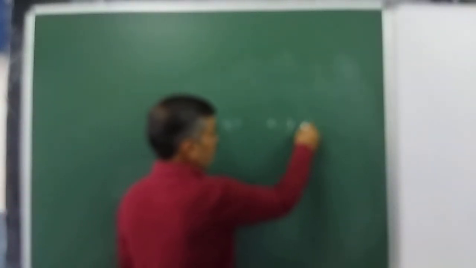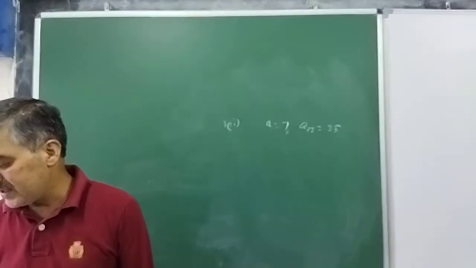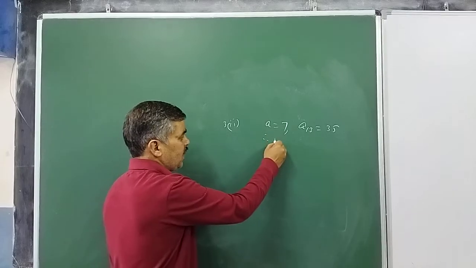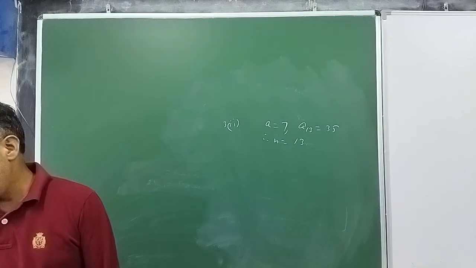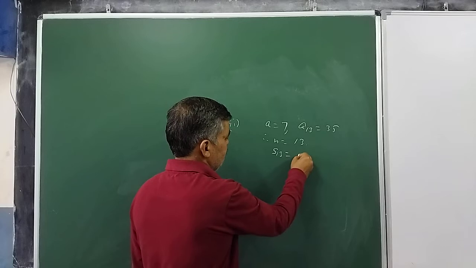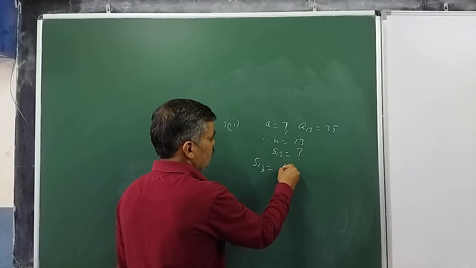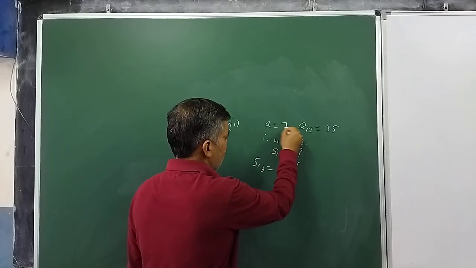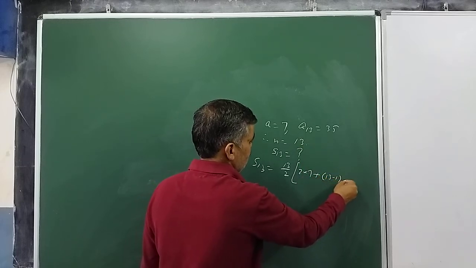Second question, A is equal to 7 and A13 is equal to 35. So when it is A13 is equal to 35, therefore n is equal to 13. Now I need to calculate S13. So S13 you know is equal to what? n by 2, 13 by 2 into 2a, 2 into 7, plus n minus 1 means 13 minus 1 into d.